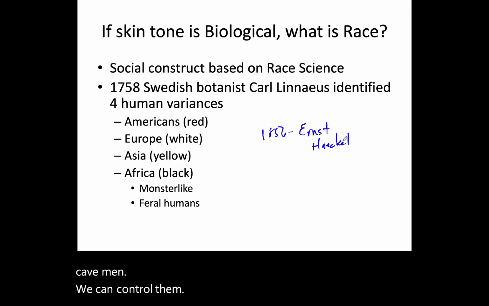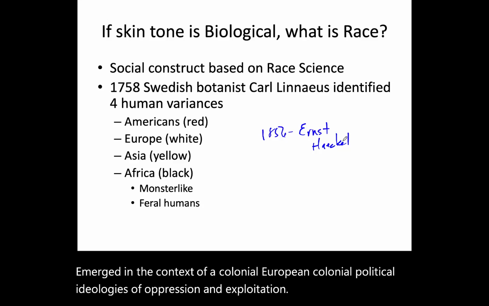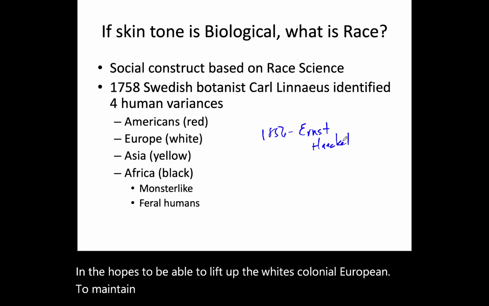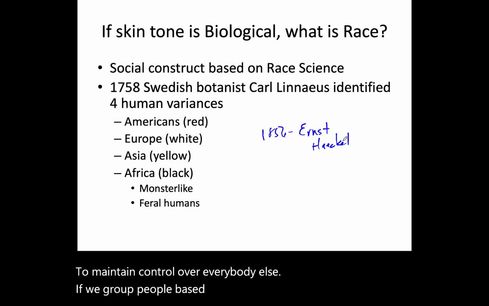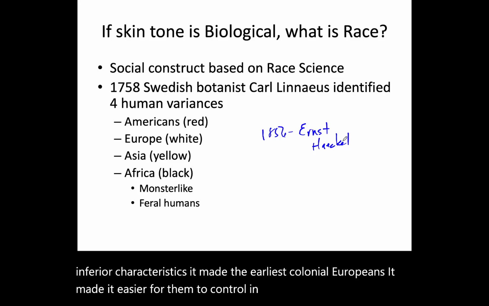The whole basis of race science emerged in the context of European colonial political ideologies of oppression and exploitation, in the hopes to be able to lift up the white colonial European to maintain control over everybody else. If we grouped people based on what we perceived as being inferior characteristics, it made it easier for the earliest colonial Europeans to control and overthrow and gain more land.